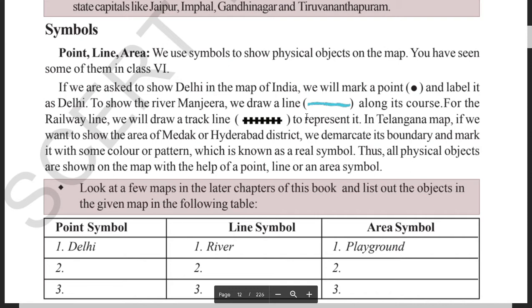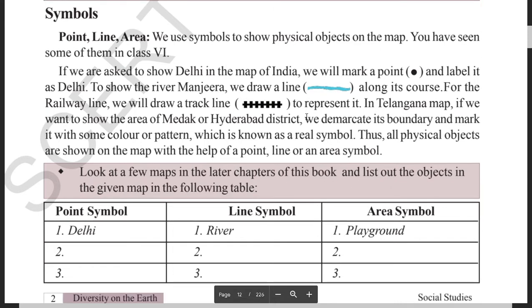Symbols: point, line, area. We use symbols to show physical objects on the map. You have seen some of them in class 6. If we were asked to show Delhi in the map of India, we will mark a point and label it as Delhi. To show the river Manjira, we draw a line along its course. For the railway line, we will draw a track line to represent it.